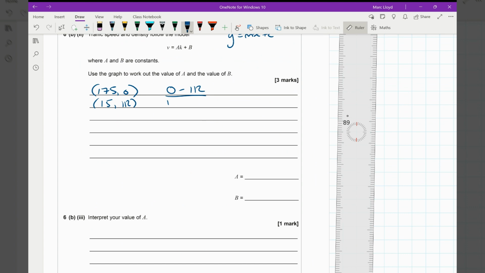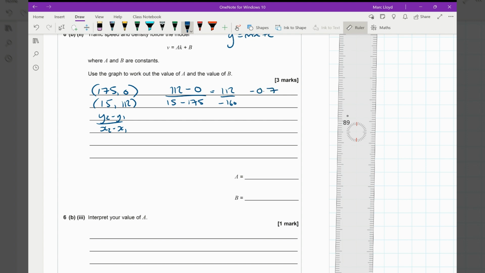I haven't done them the right way around. I should have wrote this formula out first to show everyone. So it's like that. All that subscript means is the y2 means y from the second coordinate. The y1 means the y from the first coordinate. So it's 112 take away 0, and 15 take away 175. When you plug that into your calculator, 112 over negative 160, 112 divided by 160, that gives us negative 0.7.